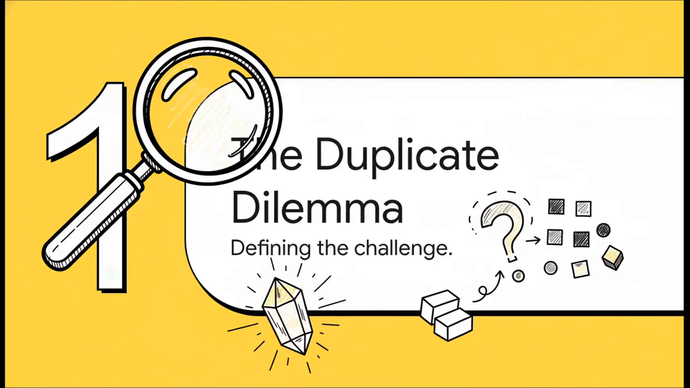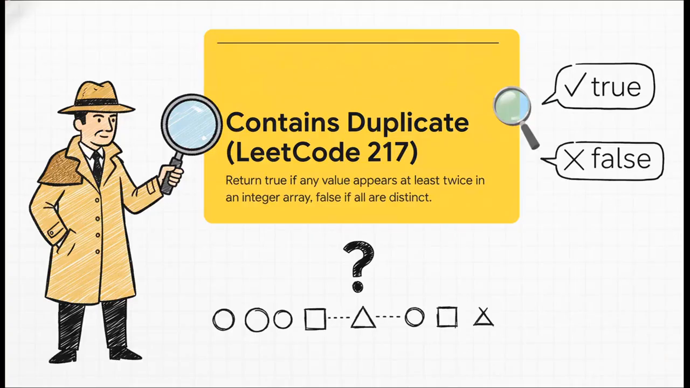Okay, first things first. Before we can even think about solving this, we need to be crystal clear on what the mission is. What does winning look like here? So think of yourself as a detective. You're handed a list of numbers, an array of integers. Your only job is to answer one simple question. Is there a duplicate in here? Does any number show up more than once? If the answer is yes, you return true. If every single number is unique, you return false.